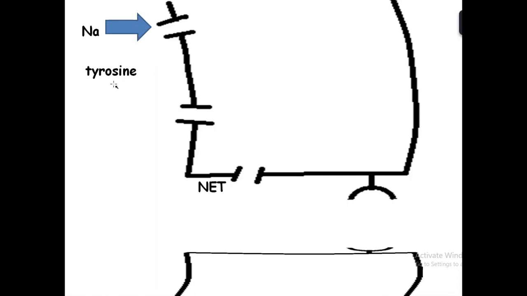Number 1, the amino acid tyrosine is transported into the neuron by the sodium-dependent tyrosine transporter. Once inside the neuron, tyrosine gets hydroxylated by the enzyme tyrosine hydroxylase to levodopa. Next, levodopa is converted to dopamine by the enzyme aromatic L-amino acid decarboxylase.